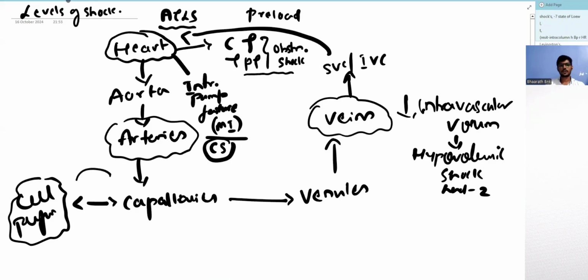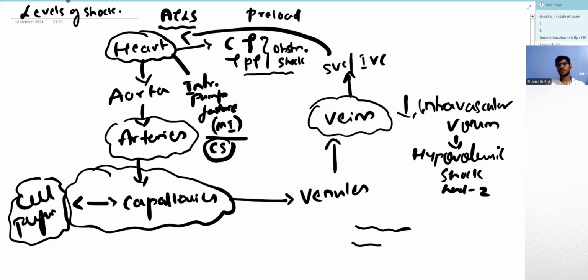And level 3 is what occurs at the capillaries, where the heart is receiving blood properly. There is no obstruction. The heart is able to pump the blood properly. There is no problem with the intrinsic pump of the heart. And the blood is given to the capillaries properly. But at the capillaries, the blood is lost. The blood is not staying within the capillary. This happens when the permeability of the blood vessel increases, so the blood is not staying in the capillary but is distributed. So this becomes a distributive shock, which is a level 3 shock.